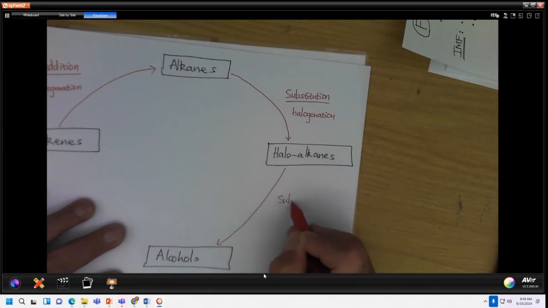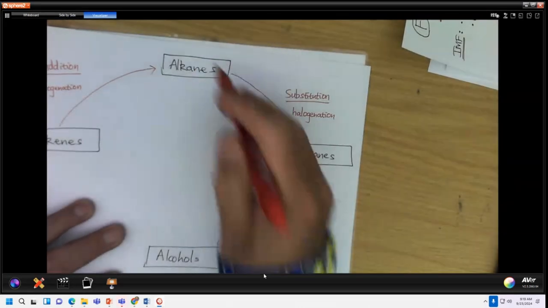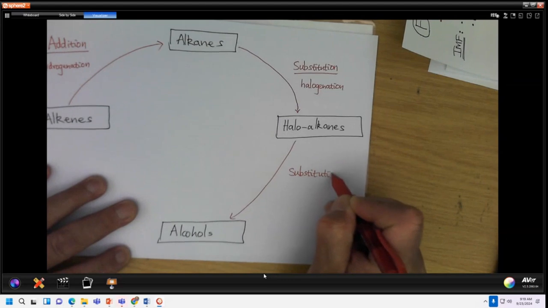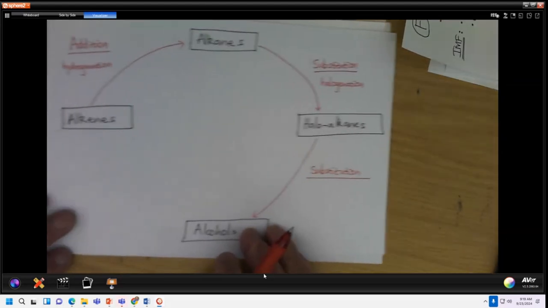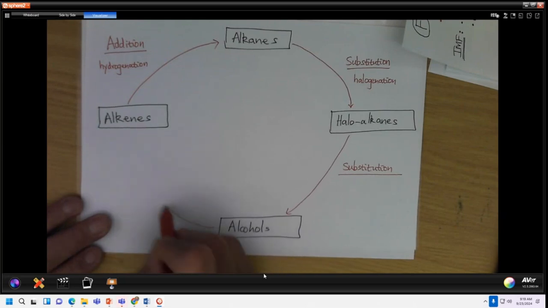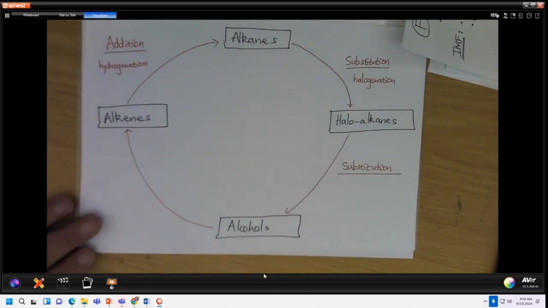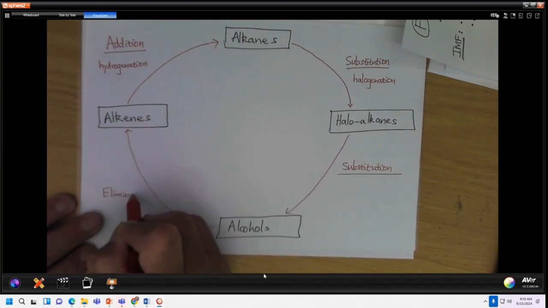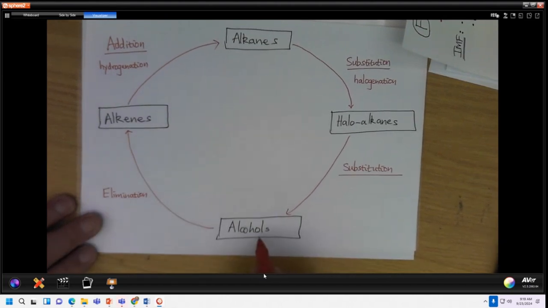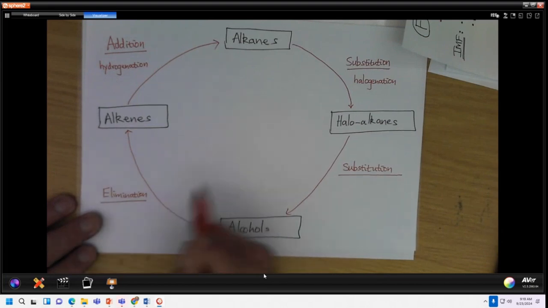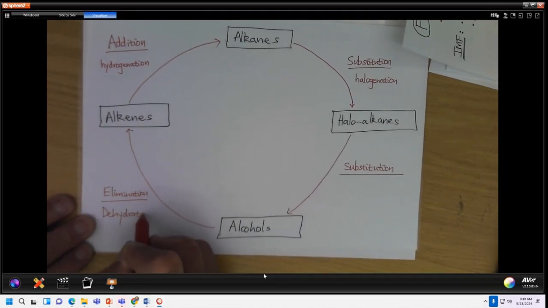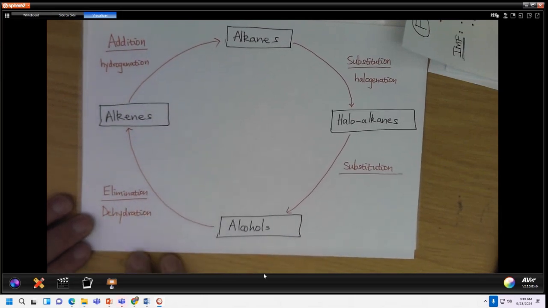When a haloalkane becomes an alcohol, that's also a substitution reaction. So this side of the sketch involves the substitution reactions. That's a nice, easy way of remembering that. When an alcohol becomes an alkene, well, that's an elimination reaction, because the hydroxyl group is eliminated. And when it becomes this side here, it's called dehydration.